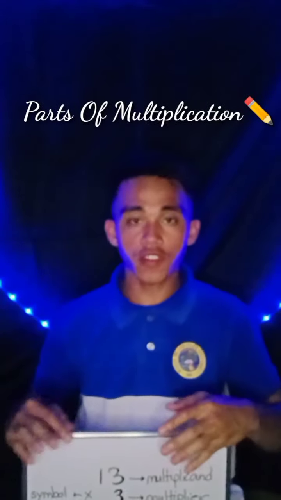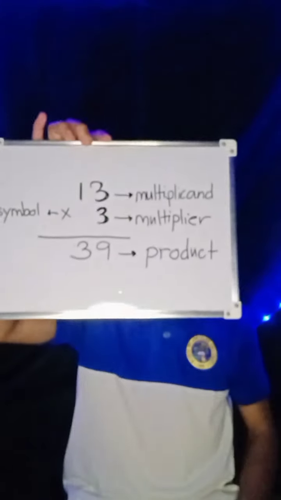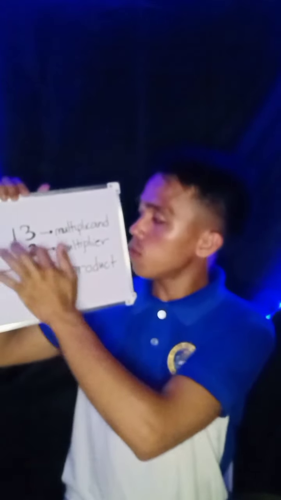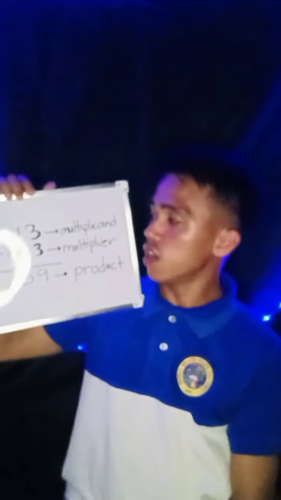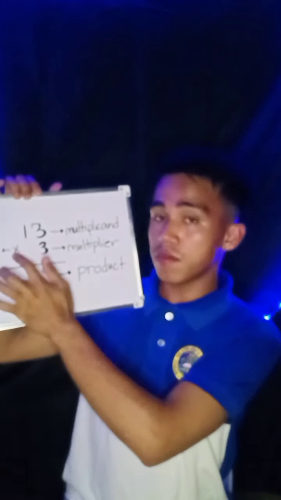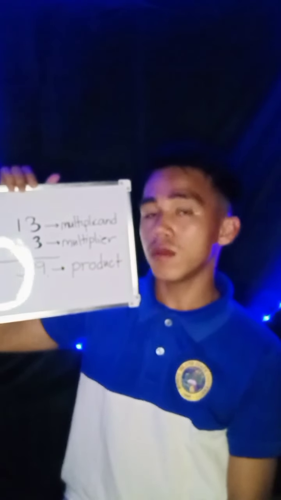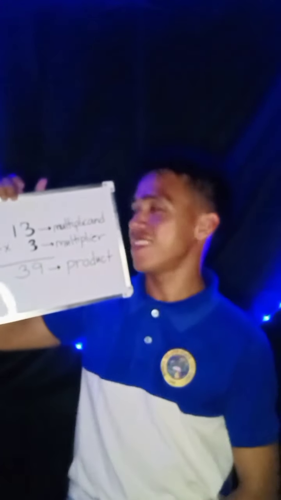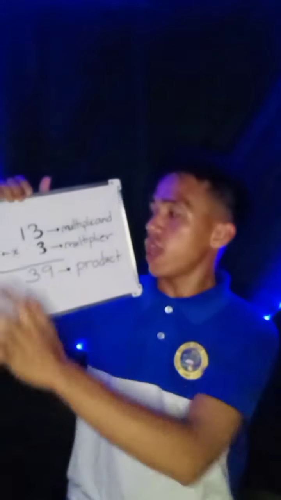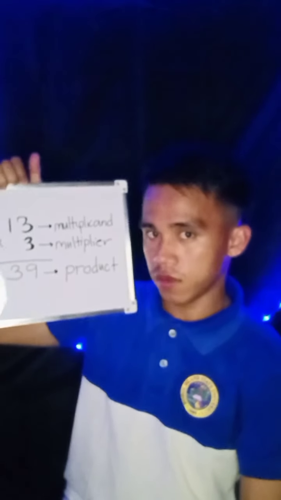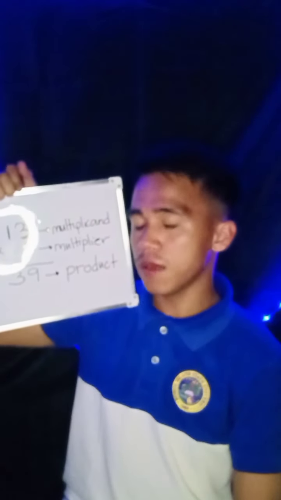In multiplication, there are 3 parts. Just like the number I used last time, 13 multiplied by 3 is 39. So 13 here is what we call the multiplicand. Again, multiplicand. Yes, multiplicand, the one on top. And this is multiplied by 3, and 3 there is what we call the multiplier. Again, multiplier.